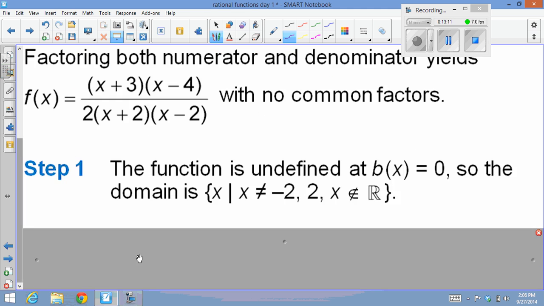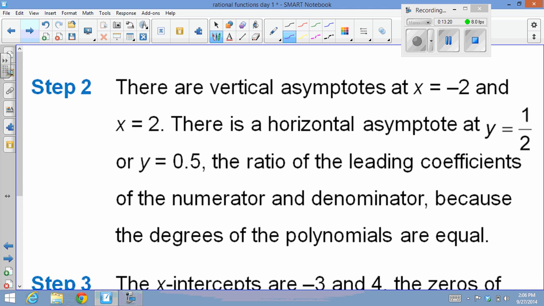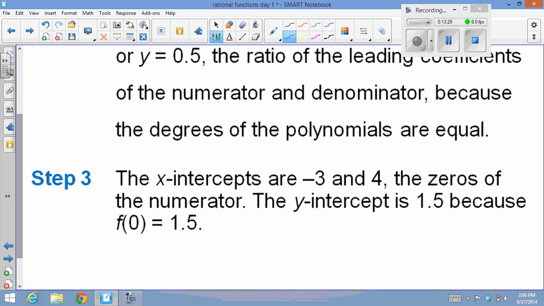So there's my domain. As I said, it's the reals, except x cannot equal -2 or 2. There are my vertical asymptotes at -2 and +2. There's my horizontal at y equals 1/2. And my x-intercepts from setting the numerator equal to 0 at -3 and 4. And the y-intercept is when I put a 0 in for x and solve for y, I get 12/8, which is 1.5. I'm going to take all of that information and put it onto my graph.